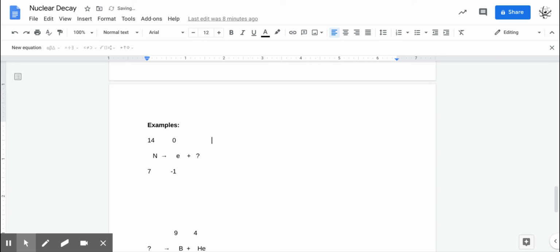So if I think of my top row of mass numbers as my first equation, I have 14 is equal to 0 plus my missing mass number. I'll keep using A for my variable for my mass number. To solve for A, I'm going to subtract 0 from both sides of the equation. So 14 minus 0 is going to be equal to the missing mass number. So that means that 14 is my missing mass number.